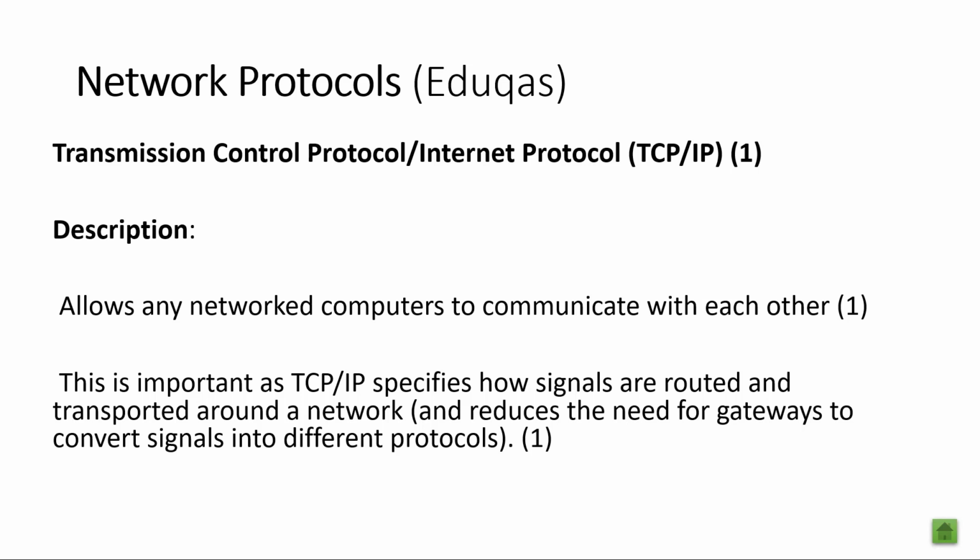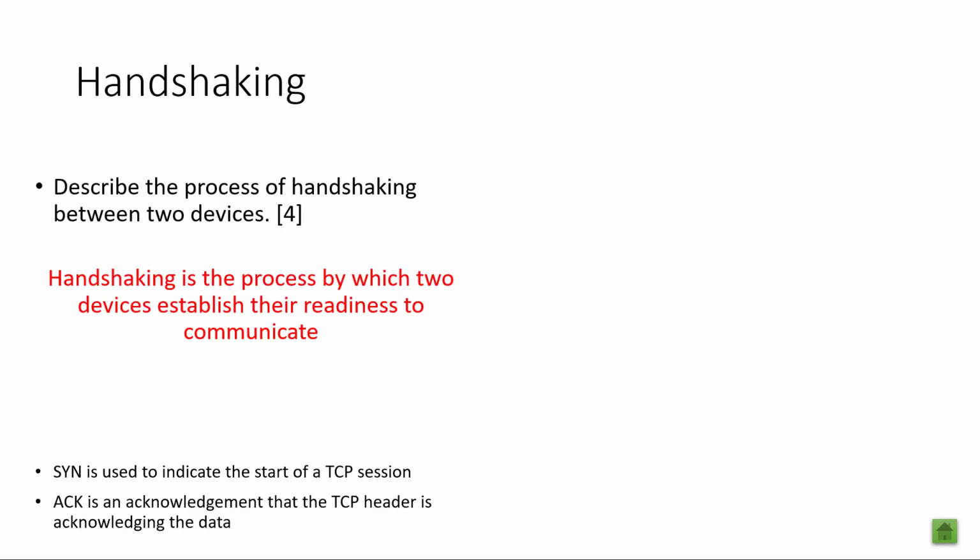And all that happens, and when we agree our protocols, we use a process called handshaking to do that. So handshaking is the process by which two devices establish their readiness for communication. And there's a 4 marker that sticks in my brain that caught a lot of students out, and that's the process of handshaking.